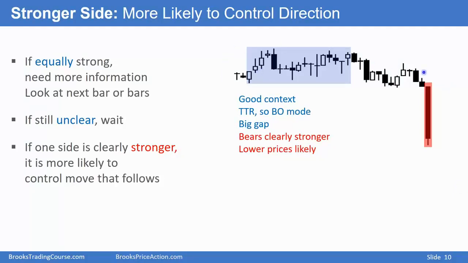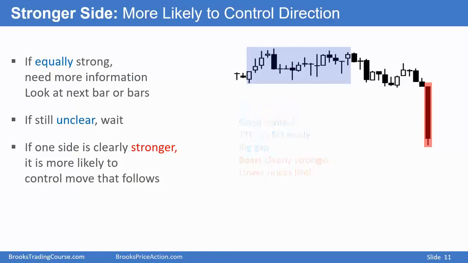Good context for a successful breakout. We're in a tight trading range. We're in breakout mode. One side is probably going to win. And then we got a huge bar, with a big gap between the close of the bar and the low of the prior bar, the close of the bar and the low of the past 30 bars. Lower prices are likely. The bears are clearly stronger.